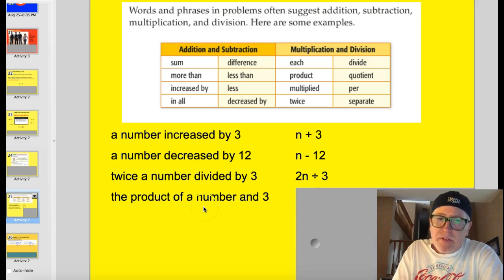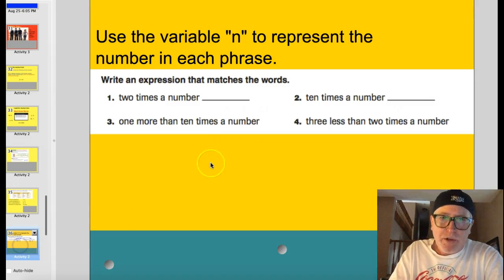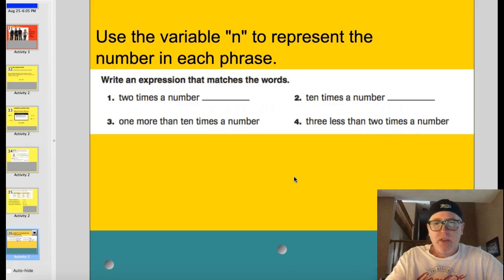The product of a number and 3. Product means multiplied up here. The product of a number and 3. So that's 3 times n. Most math people would write that as 3n. All right, we've worked through a number of these. Let's have you try a couple on your own here. Try these ones here. 2 times a number, 10 times a number, 1 more than 10 times a number, 3 less than 2 times a number. Pause it and try these 4.